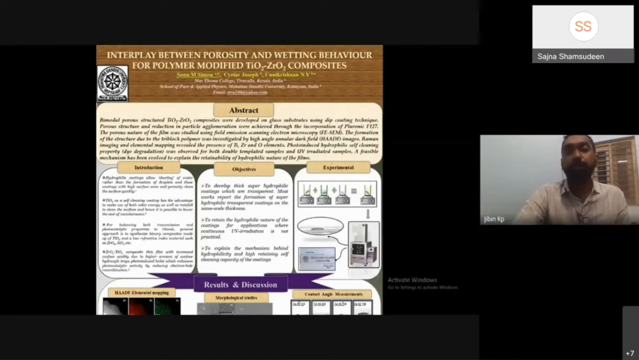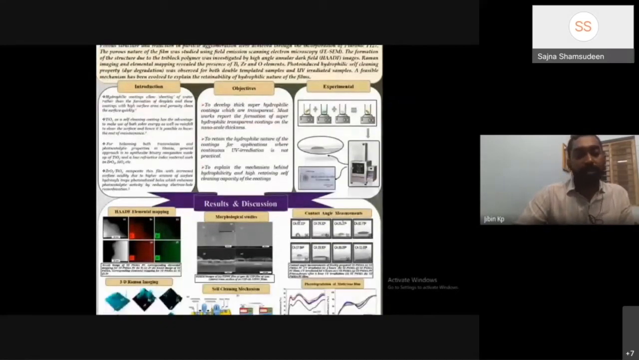First one is based on PMMA alone with the titanium zirconia, and the second one is PMMA and Pluronic F127 combination with the titanium zirconia. Pluronic F127 is a copolymer, a triblock copolymer. For the analysis of the films, we have carried out elemental mapping using ADAF imaging.